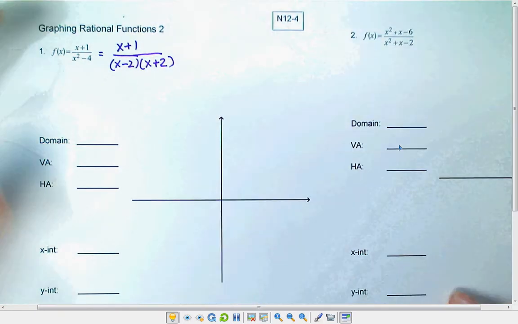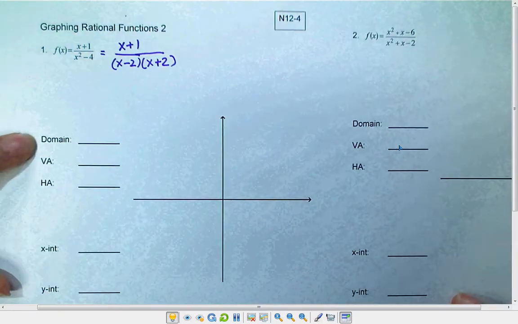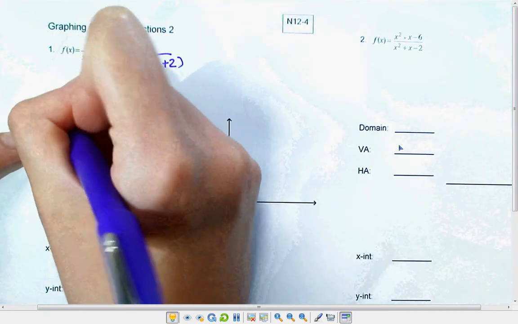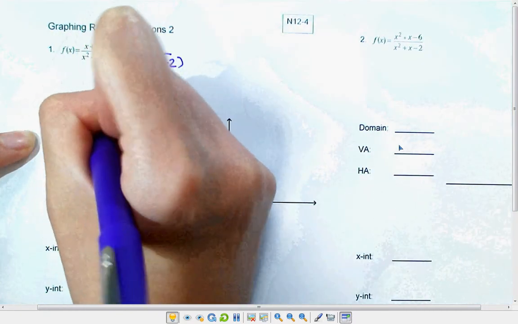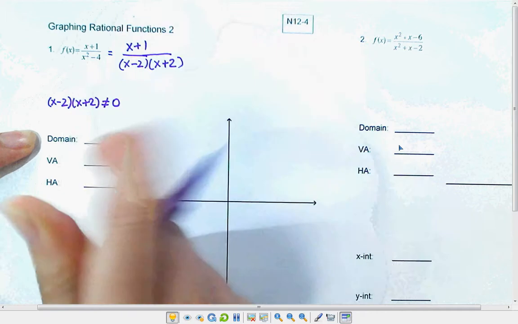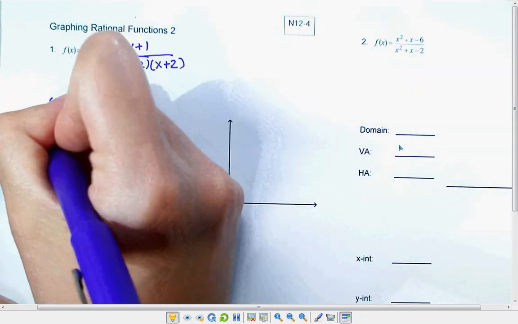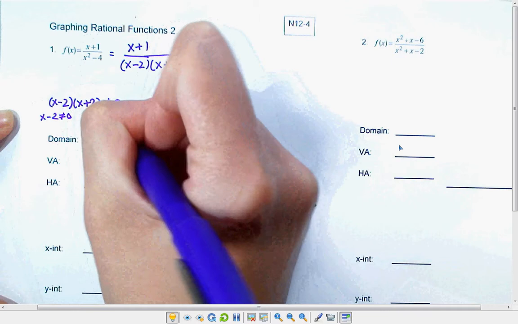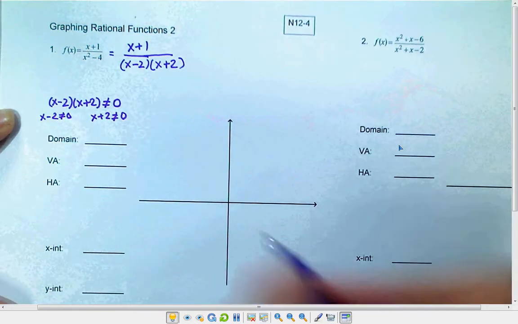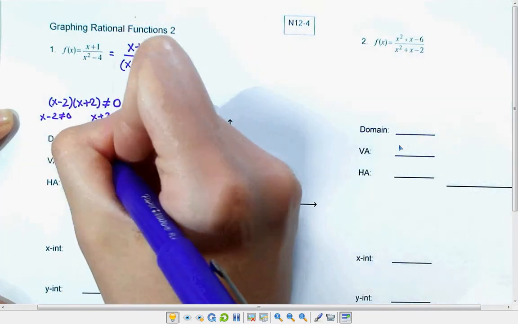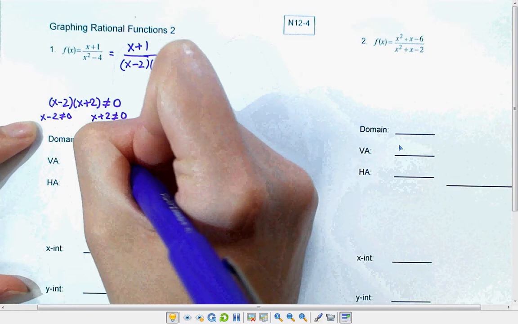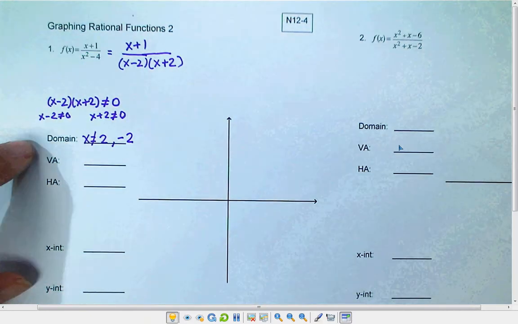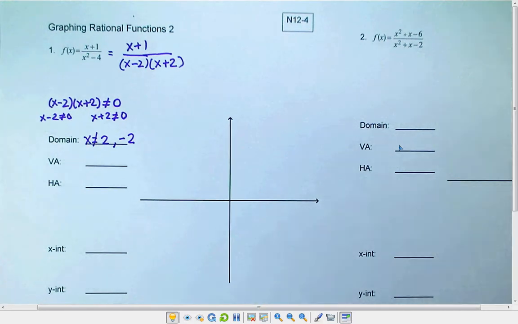Once we have this, now we're going to follow all the same steps. So our domain, we know, is the denominator cannot be equal to 0. So our denominator, x minus 2, x plus 2, does not equal 0. We're going to split it up into two separate equations. So x minus 2 doesn't equal 0, x plus 2 doesn't equal 0. That just gives us two different answers. We have x does not equal positive 2, and x does not equal negative 2. So that's our domain.